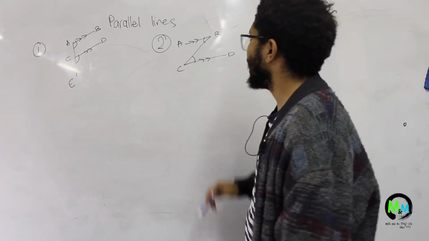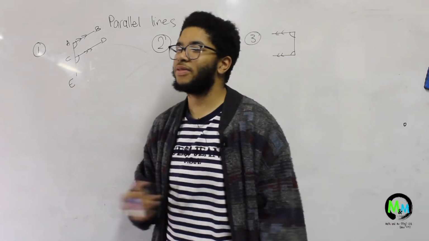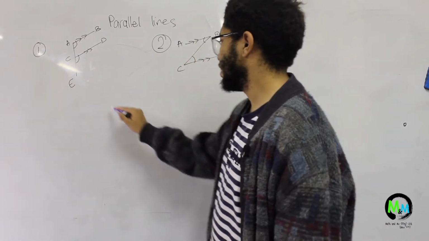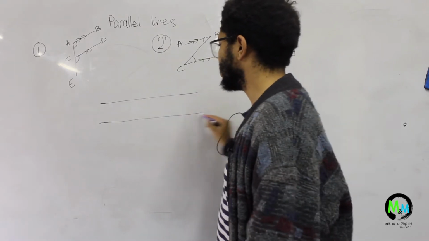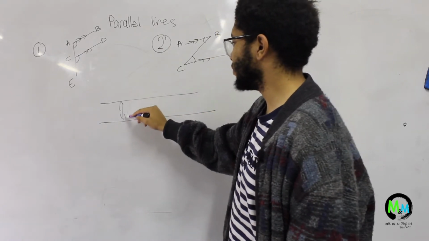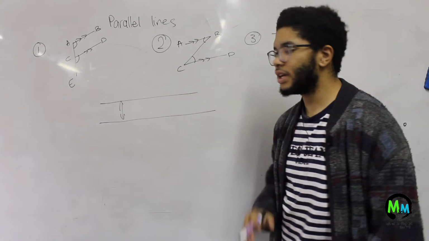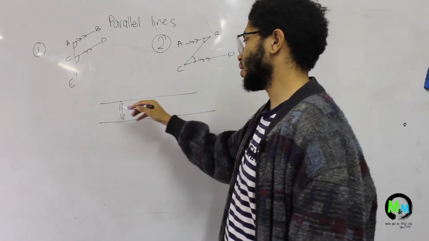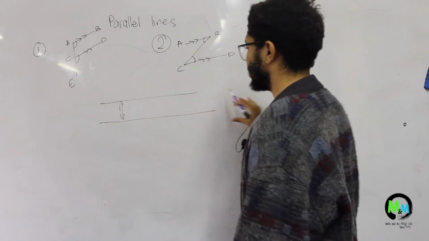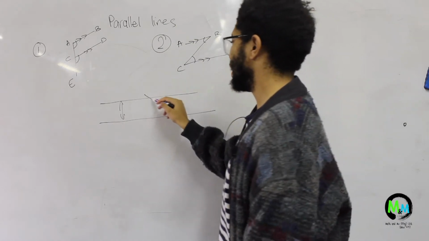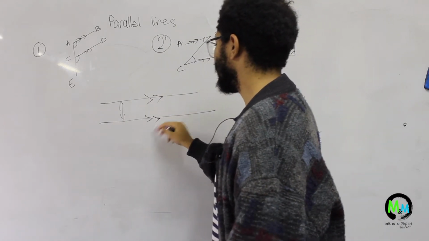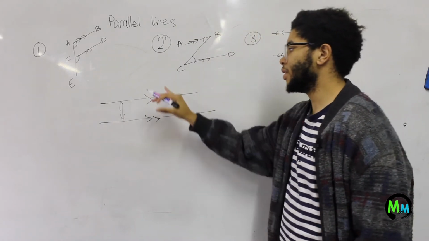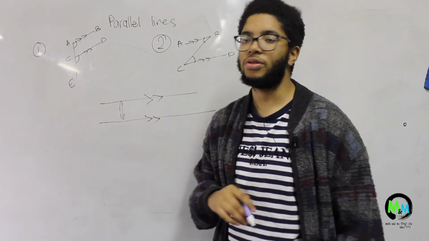Hi guys, so looking at parallel lines, we first need to define what parallel lines are. It's just two lines with equal distance between them throughout, going in the same direction. Two lines opposite each other with the equal distance throughout, going in the same direction. Normally indicated with arrows showing that those two are parallel to each other.